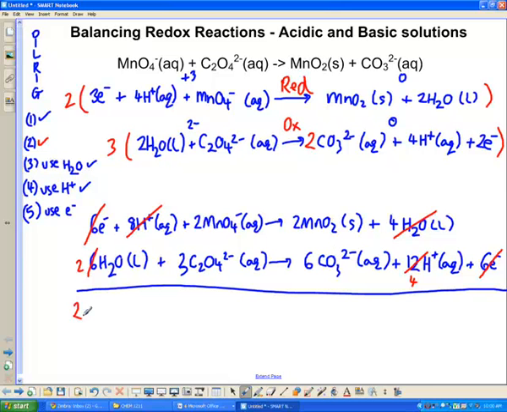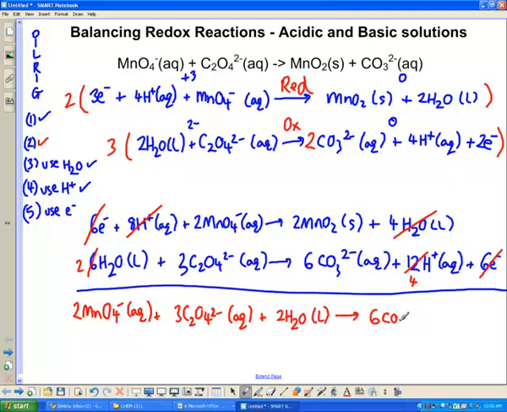So I'm just going to write out the overall reaction. 2 MnO4 minus aqueous plus 3 C2O4 2 minus aqueous plus 2 H2O goes to 6 CO3 2 minus plus 4 H plus. Now just check.